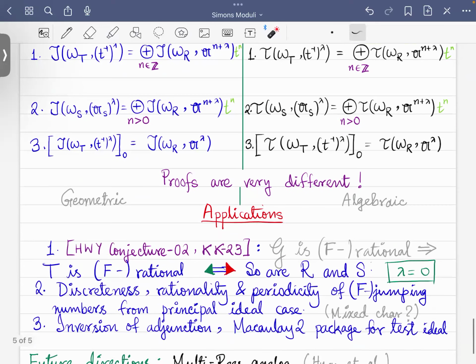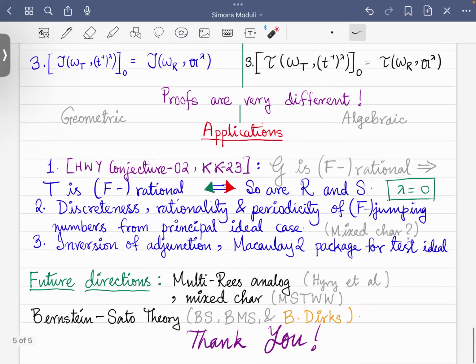Okay. So here is a sample of applications we can do. The first thing is we can answer a conjecture, or a generalization of a conjecture, of Hara, Watanabe, and Yoshida from 2002, where they asked: if T is F-rational, does that imply that R and S are F-rational? They assumed the m-primary setup, where it was proved by a very different approach by Kumini and Cole.